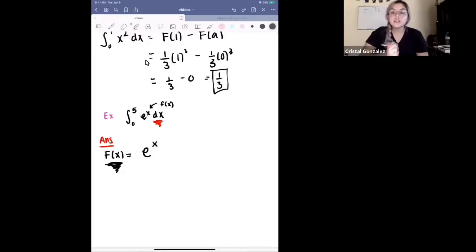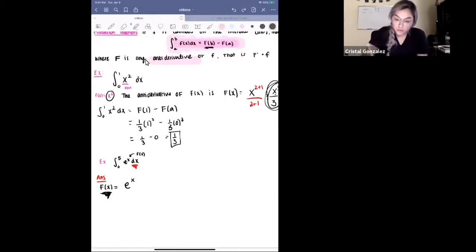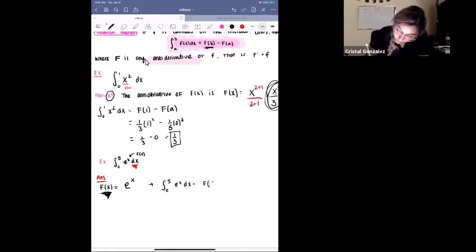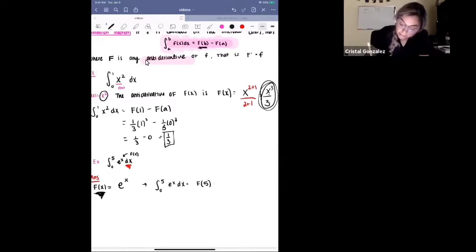This is our capital F of x, and we know that it's our capital F of x because if we take the derivative of e to the x, we'll still get e to the x. Now we need to evaluate it. We know that the integral from 0 to 5 of e to the x dx is equal to F of 5 minus F of 0.